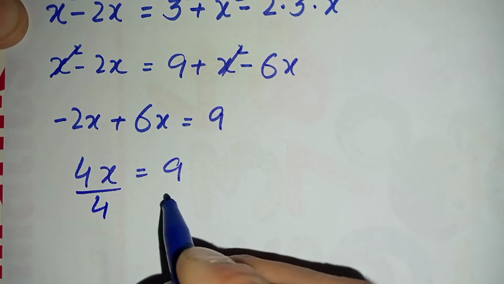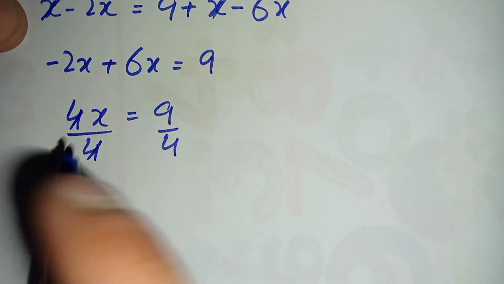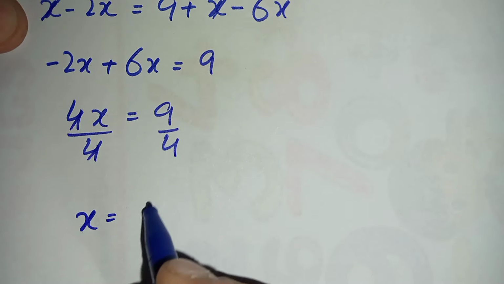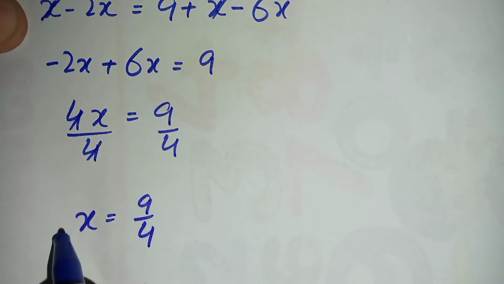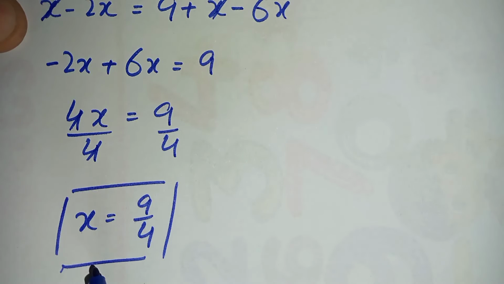We will divide both sides by 4. So this 4 and this 4 will be cancelled. So x is equal to 9 by 4, which is the value of x. And this is our target to find in this square root math problem.